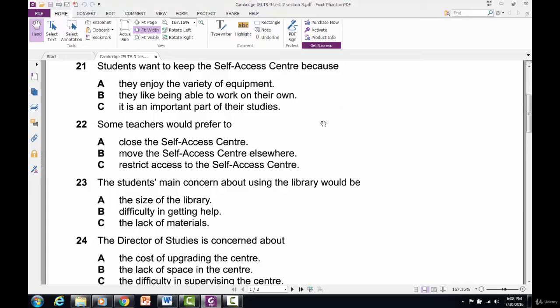All right, you should be looking at the questions, circling the key words so you know what to listen for, and you know when the answer is being said. That's how you know when they're saying the answer choice.